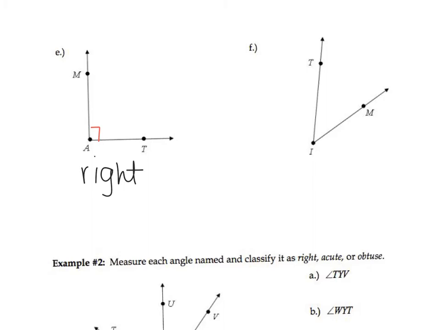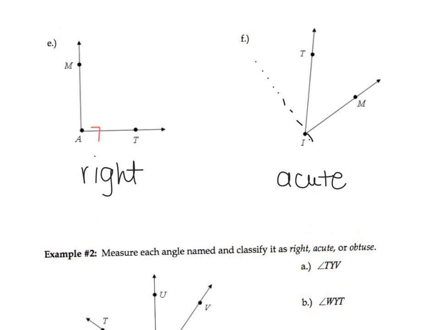And then if I look at F, I can't really draw a straight line up from I since it would fall along my ray. So going straight up from I would actually look kind of sideways. And my angle does fall inside that straight line, so this would be less than 90 degrees, making it an acute angle.